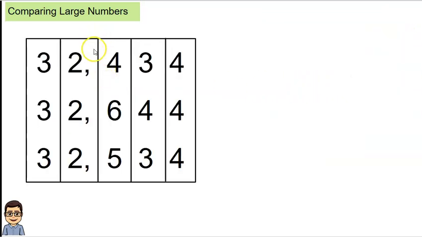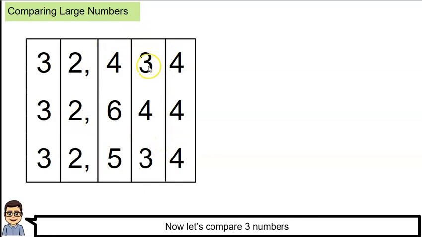So now let's look at these three numbers. And I know it kind of looks a little funky, but it's like a place value chart without any labels on it. So let's compare these three numbers. 32,434, 32,644, and 32,534. So when we're looking at these numbers, what do you notice?